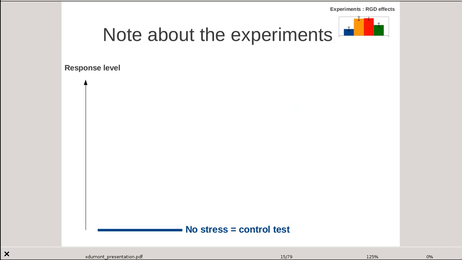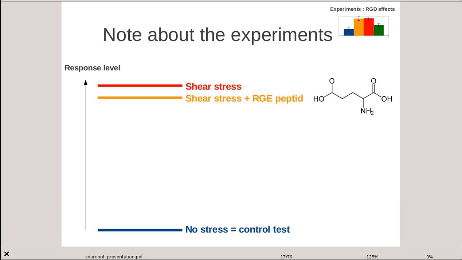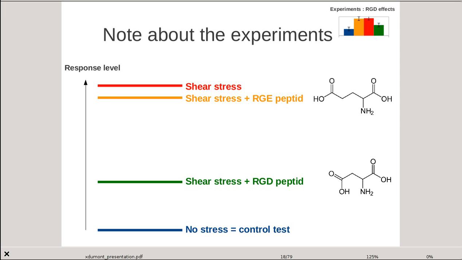RGD peptide will be compared to RGE peptide because of the structural similarity. For all the following experiments, we look at 4 different setups we will represent with the following color code. First one, in blue, absence of stress will be the control situation. Second, shear stress only in red, and third, shear stress plus RGE in orange gives similar results. Last situation, shear stress plus RGD in green gives an intermediate response.